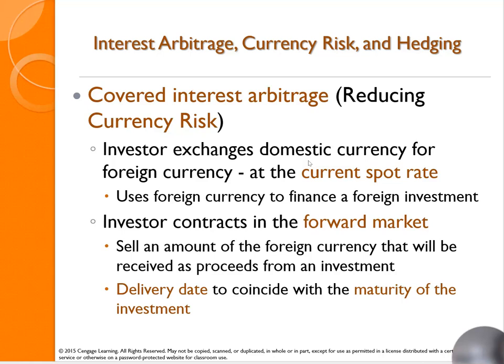Now, covered interest arbitrage reduces the currency risk because we still have that possibility of a change in the valuation of the currency that you're purchasing in. The investor exchanges the domestic currency for foreign currency at the current spot rate, then uses the foreign currency to finance the foreign investment by the bond. The investor also contracts in the forward market to sell an amount of the foreign currency that will be received as proceeds from this investment. The delivery date should coincide with the maturity of the investment.